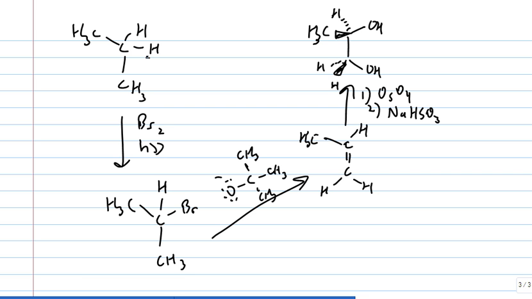Oh, by the way, we should have shown one more thing. When this adds on, it could have added on the top, or it could have added on the bottom. If it did the other way, you'd get the other enantiomer of this. So that's what they mean by racemic. I think they want you to show both, the other enantiomer of this. Does that make sense? Yep.